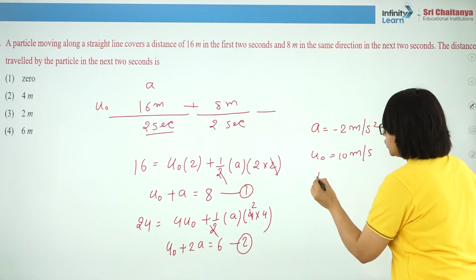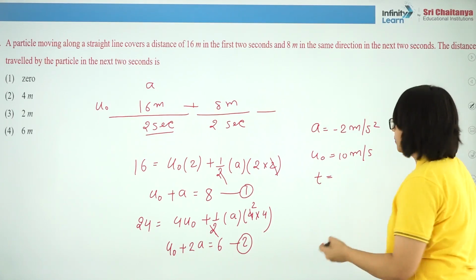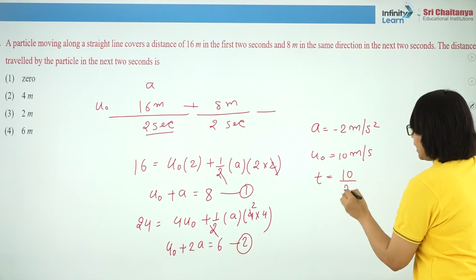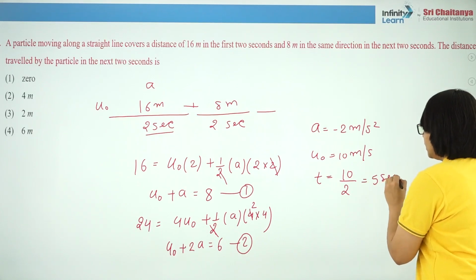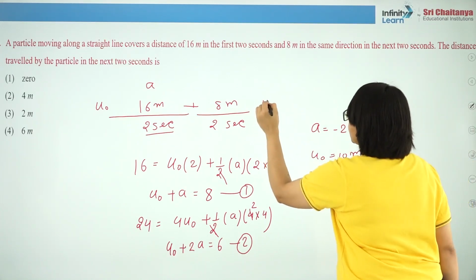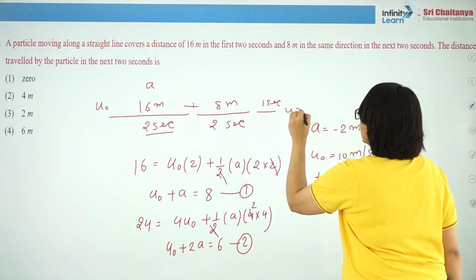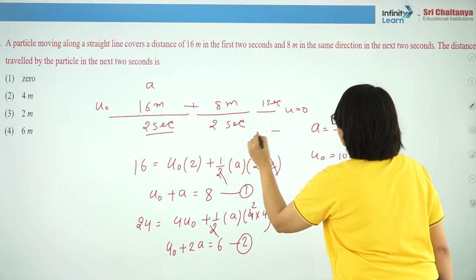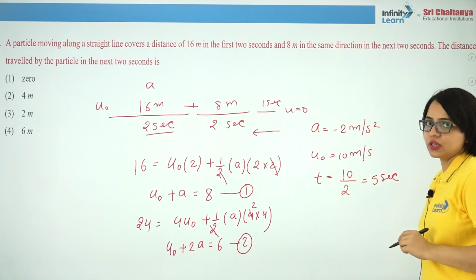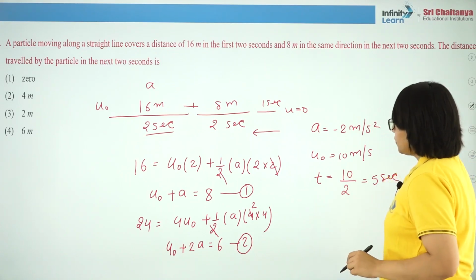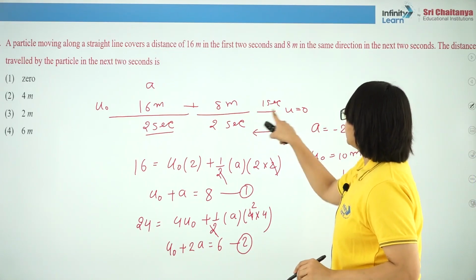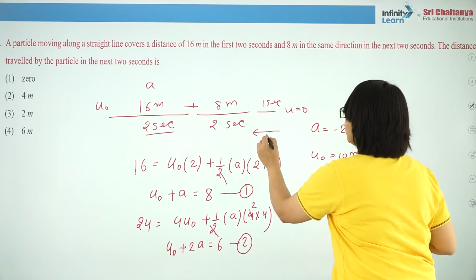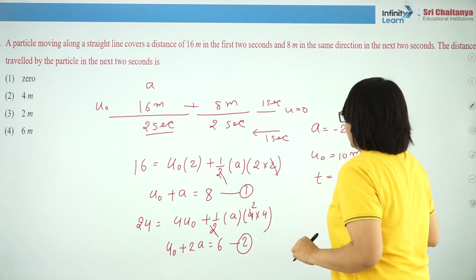So, the time at which the velocity of the particle will become 0 will be u naught by a, which is 5 seconds. So, this is 4 seconds, in the next 1 second its velocity will be 0 and after that it will change its direction of motion. So, distance covered will be this plus this in 1 second, right.